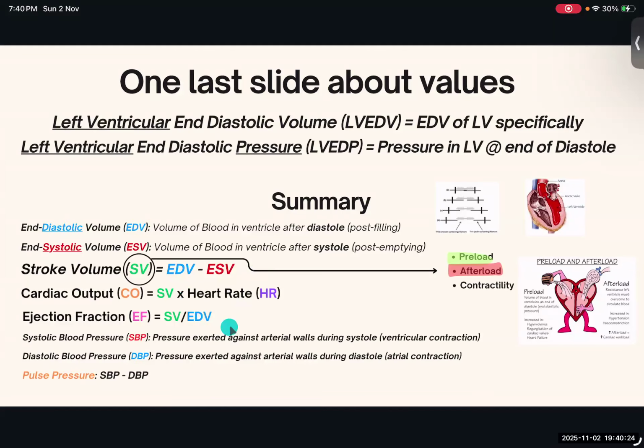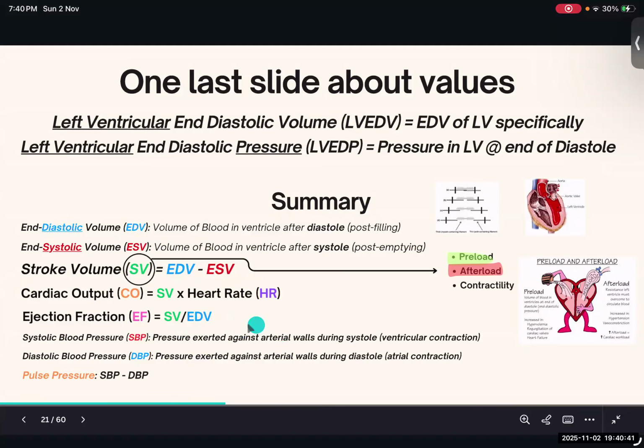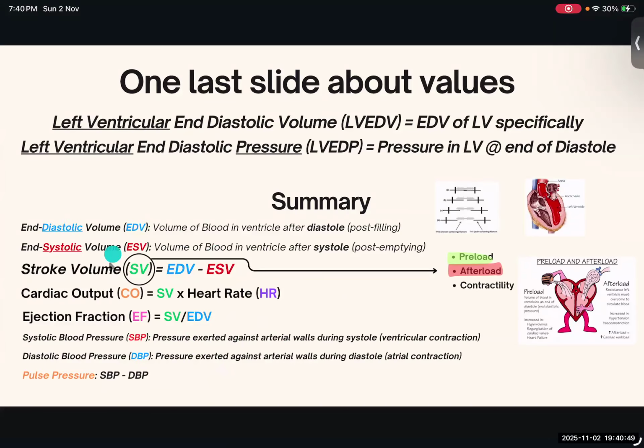And we have the ejection fraction, which is the percentage of blood that we are pushing out of the heart. Again, we said normally it's going to be around 60%. And to measure it, we do stroke volume divided by end diastolic volume. Now we have the systolic and diastolic blood pressures, and the result of subtracting those from each other will be the pulse pressure.